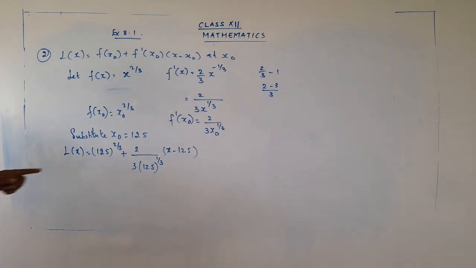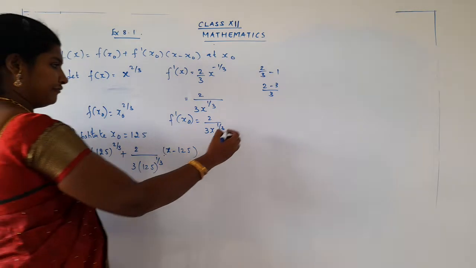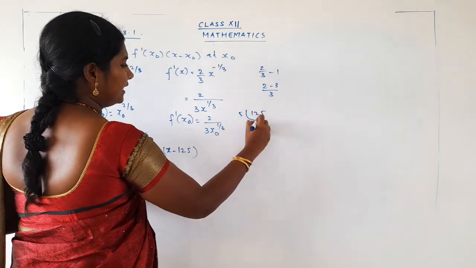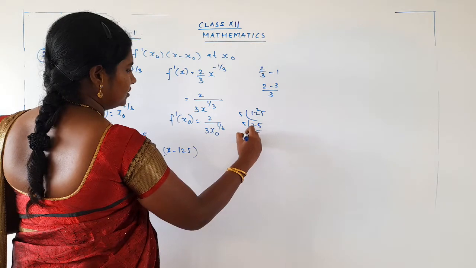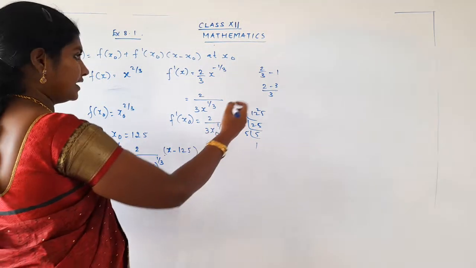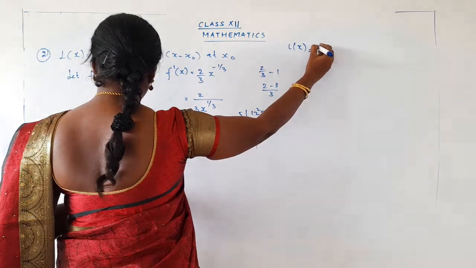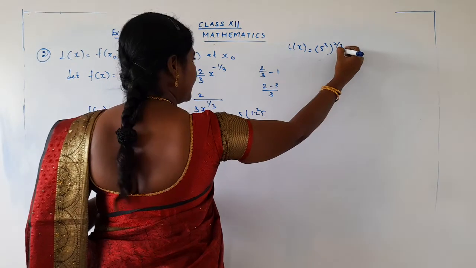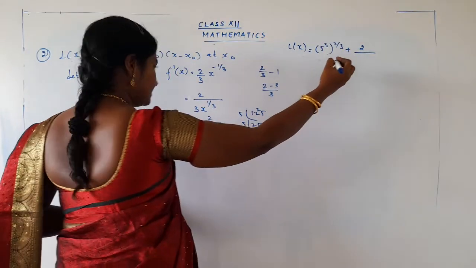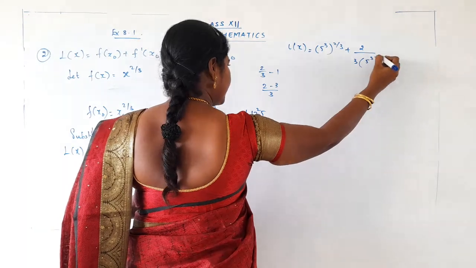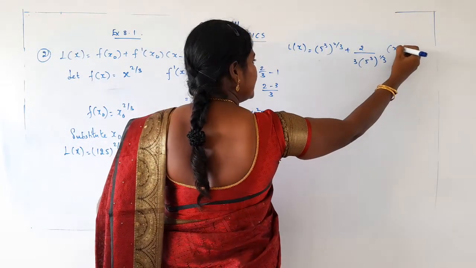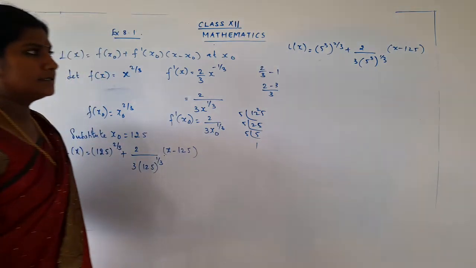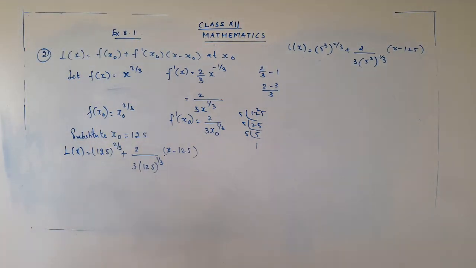Okay, let's try to simplify. I have told you this is 5 cube, 125. So you can just replace this as 5 cube. So what I get here: L of x is equal to 5 cube raised to 2 by 3 plus 2 upon 3, 5 cube raised to minus 1 by 3, x minus 125. I have just substituted the value for x naught as 125 and written 125 as 5 cube.